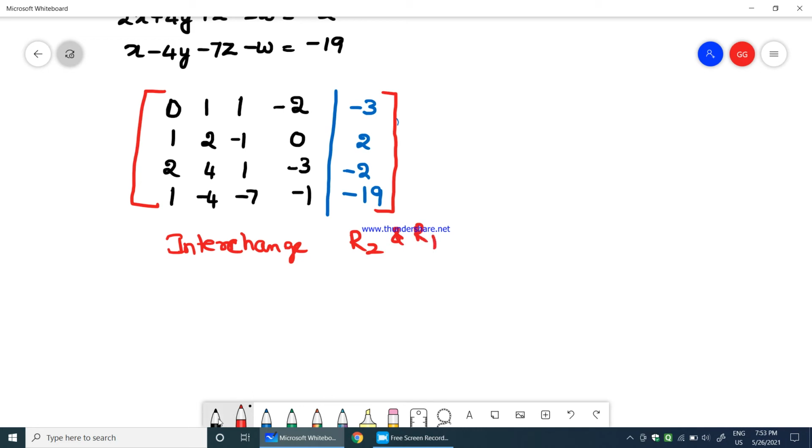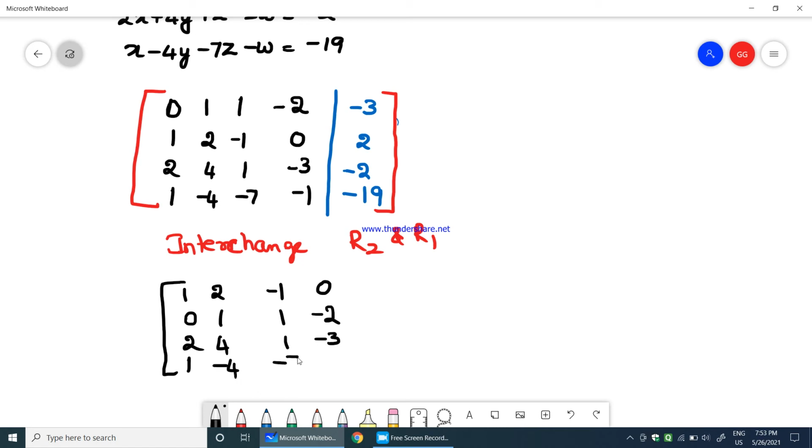So what we will get is 1 2 minus 1 and 0 on top, and then 0 1 1 minus 2 on the bottom. Here 2 4 1 and minus 3, then 1 minus 4 minus 7 minus 1. Then we'll write 2 on the top, minus 3 on the bottom, because we have exchanged it, minus 2 minus 19. So close the bracket. Okay, now we have to perform the row operation here.